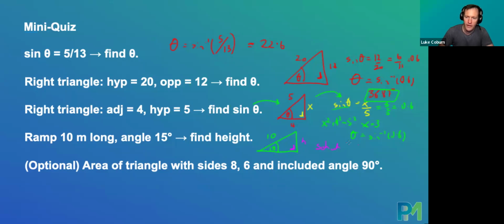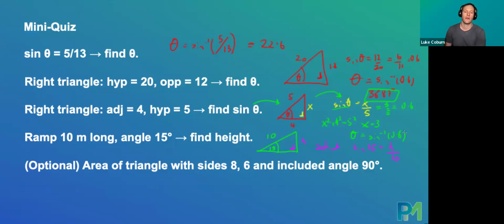SOH-CAH-TOA, so now it means that sine is equal to the opposite over the hypotenuse. So sine of 15 is the opposite, which is h, over the hypotenuse, which is 10, okay? So remember, these symbols that we use, these labels that we put on diagrams, they work for us. We can name them whatever we want to and then throw it away afterwards, okay?